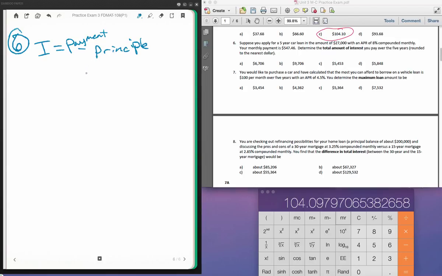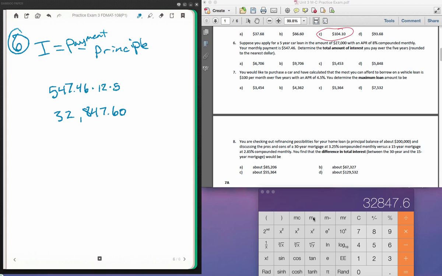To calculate this, first we need to know what the payments were. It says in here that we have a monthly payment of $547.46. We're going to multiply that by 12 and multiply that by 5. We'll clear out the memory, clear out our calculator: 547.46, multiply that by 12, multiply that by 5. That is how much we paid for our payments, $32,847.60, which is how much we gave them over 5 years. And I'll store that in memory.